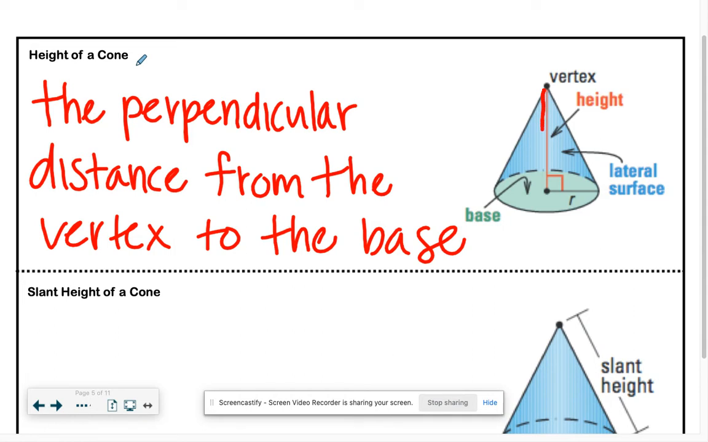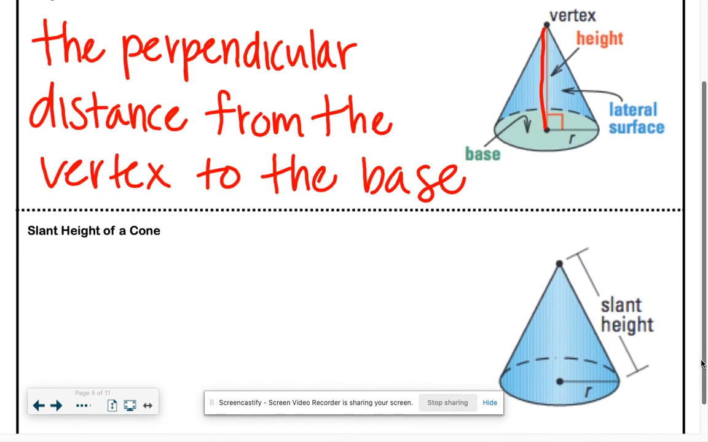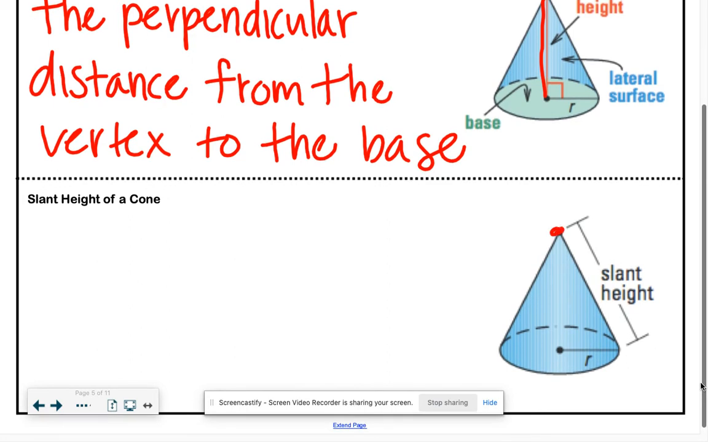And then really this height would fall on the inside of your cone, so you wouldn't even see it. It would be invisible to your eye if you're looking at it. It's like through the middle. Whereas your slant height is the distance from your vertex to a point on the edge of your base.